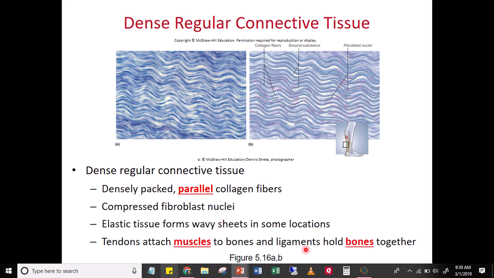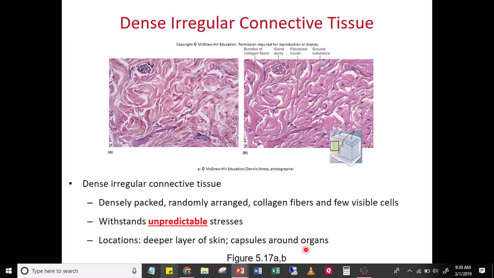Here's another classic example of structure and function. Here is dense irregular connective tissue, and this dense irregular connective tissue has collagen fibers oriented in all different directions. We find lots and lots of dense irregular connective tissues in the dermis of our skin, and what we find is that these dense irregular tissues have fibers that are oriented in all directions so they can withstand stresses in all directions or in unpredictable directions on our bodies.